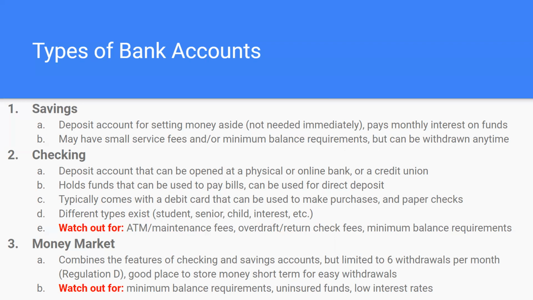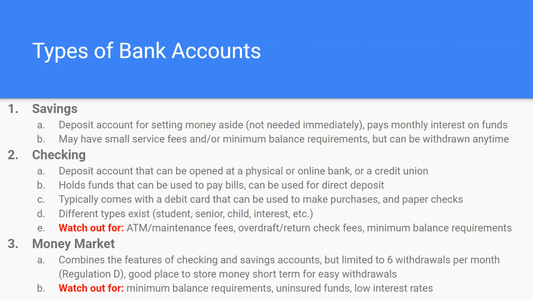Checking accounts are similar to savings accounts in that they're a deposit account that can be opened at a physical or online bank or at a credit union. They hold funds that can be used to pay bills and can be used for direct deposit purposes for payroll if you work a job. A lot of companies actually require checking accounts for direct deposit now, so that would be something to consider if you are looking to open a bank account somewhere.